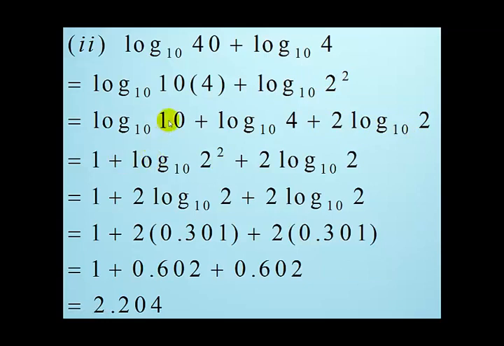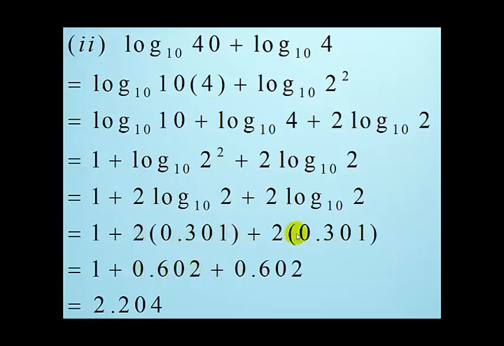Now log 10 to the base 10 is 1 according to the property, plus 4 can also be expressed as 2 squared, plus 2 log 2 to the base 10. Now 2 can also take its position before the logarithm. So we have 1 plus 2 log 2 to the base 10 plus 2 log 2 to the base 10. Now from the question, log 2 has been given to be 0.301. So by substitution, we have 1 plus 2 times 0.301 plus 2 times 0.301. And when you multiply 2 by 0.301, you have 0.602.